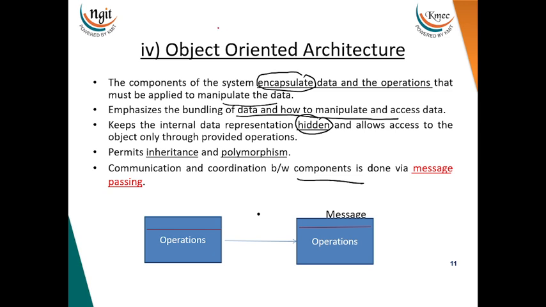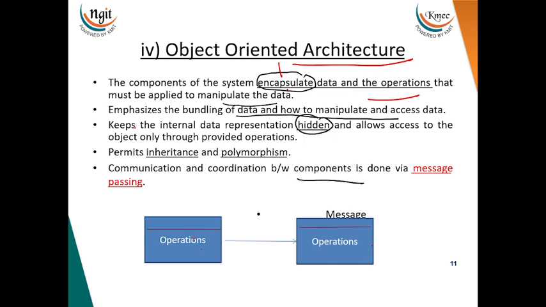The next one, object oriented architecture. What do you mean by it? Explain encapsulation. It's nothing but information hiding, correct? And operation. What is the message? We don't know. It is nothing but your information hiding. The component of the system is encapsulation.